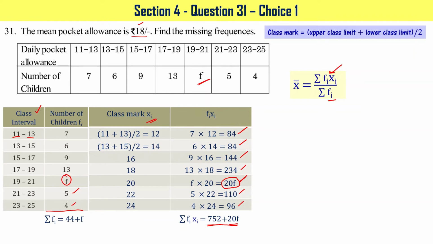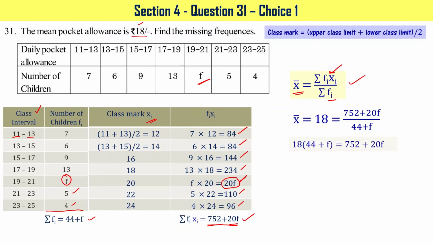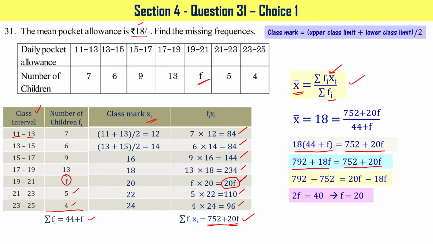Now let's substitute these two, sigma Fi and sigma Fi Xi, into this formula. And we know x bar is given, that is equal to 18, right? 18 equal to 752 plus 20f divided by 44 plus f. Let's rearrange this equation so that I can write it as 18 times 44 plus f equal to 752 plus 20f. This can be further simplified and written as 792 plus 18f equal to 752 plus 20f. Let's rearrange this such that you get 2f equal to 40. It means f equal to 20. So the missing frequency is f equal to 20, right?